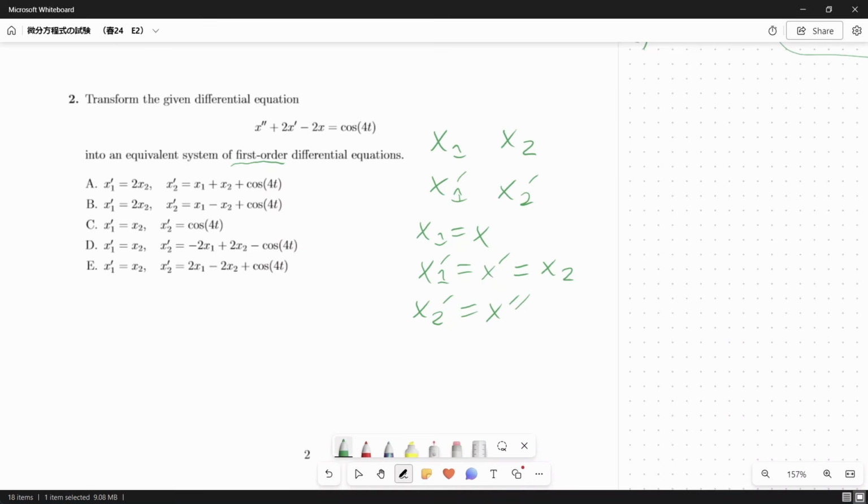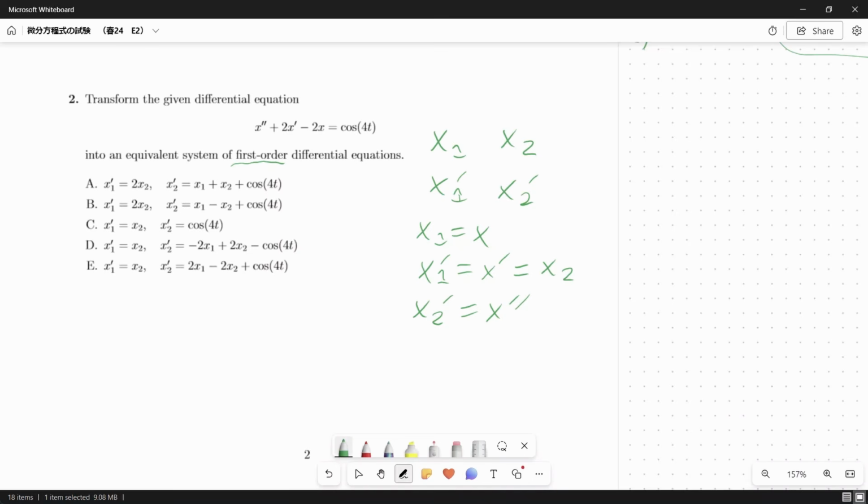So at this point, we've done most of what we need to do from here, because we have terms for x sub 1 prime, x sub 2, and x sub 2 prime only going up to the first derivative. Yes, this is a second derivative, but this is what matters here. The x sub 2 term is only a first derivative.